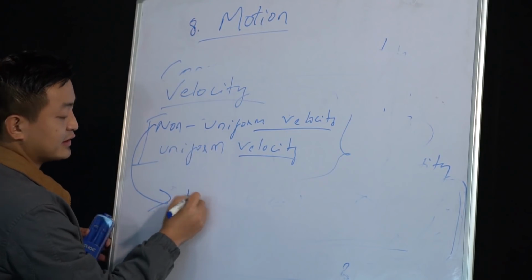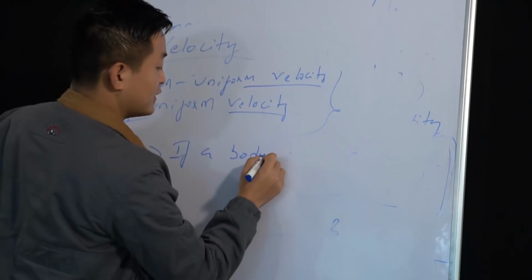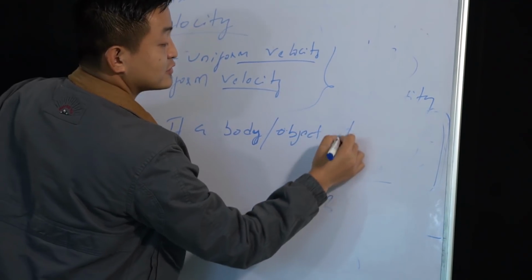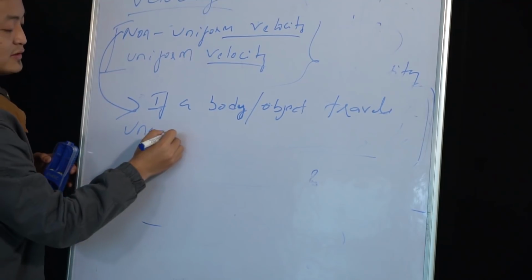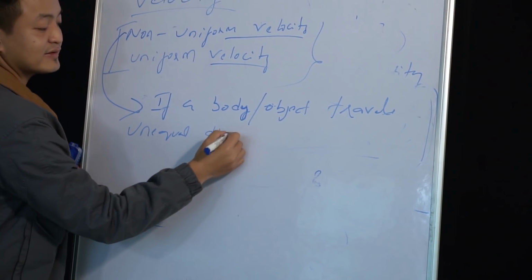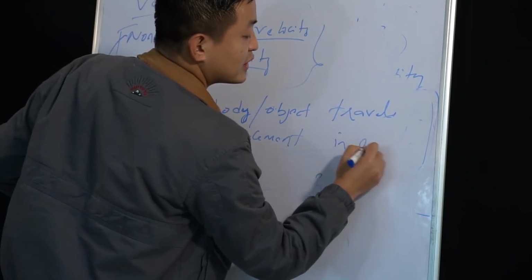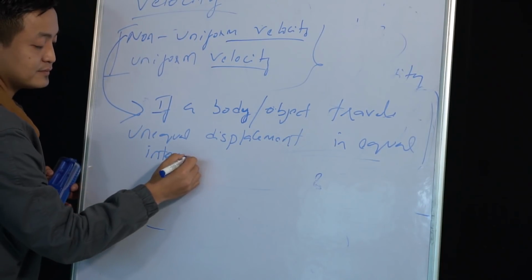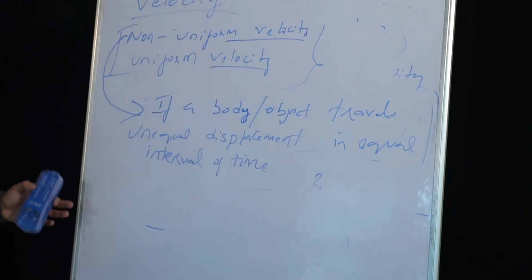Non-uniform velocity. If a body, or we can write an object, travels unequal displacement in equal interval of time, then it is known as non-uniform velocity.